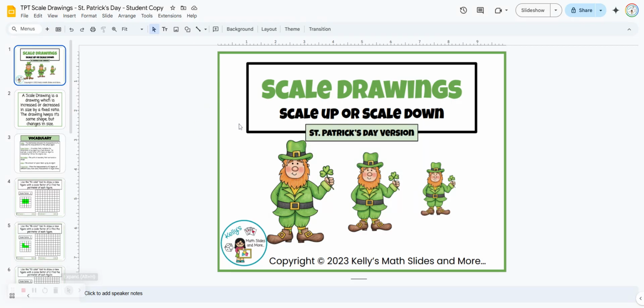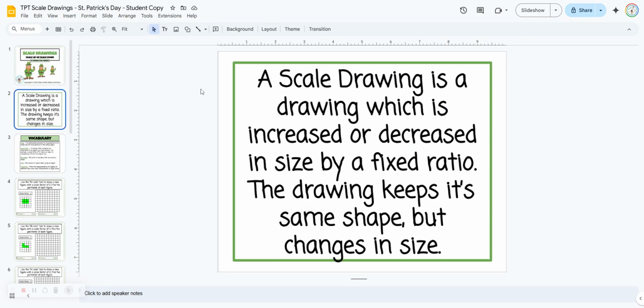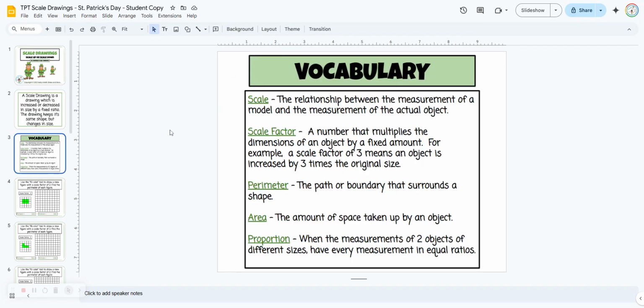Scale drawings, scale up or scale down. This is a digital lesson, and this one is St. Patrick's Day themed. So the lesson starts with explaining what a scale drawing is, and then it gives students some vocabulary. So they're going to need to know this vocabulary when they get to the final slide and they have some drag and drop vocabulary words to place in sentence frames.